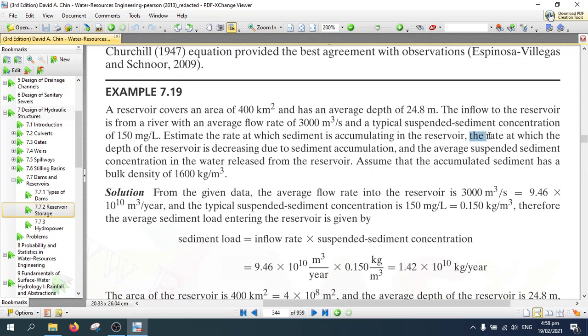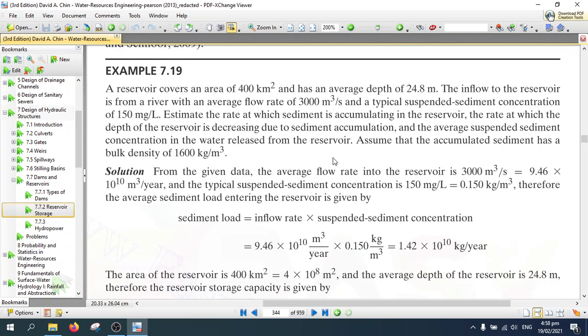And then the other question is the rate at which the depth of the reservoir is decreasing due to sediment accumulation. So this is quite basic. You basically have to know the volume. So you start with the rate of the sediment accumulation and then divide it by the area of the reservoir.